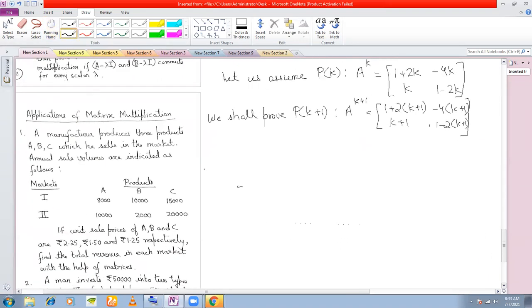Okay. So therefore, A to the power of k plus 1 is equal to A to the power of k into A. What is A to the power of k we have assumed? A to the power of k we have assumed as 1 plus 2k, minus 4k, k, 1 minus 2k. And what is A here? A here is 3, minus 4, 1, minus 1.